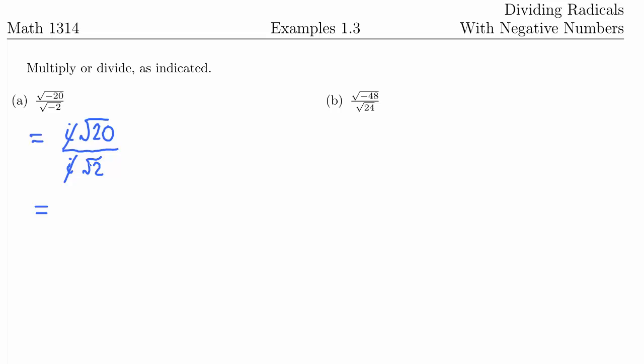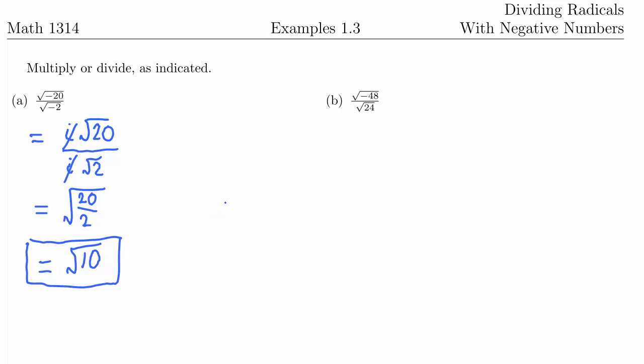The rules of radicals mean that I can take the square root of the numerator divided by the denominator. So that's the square root of 20 divided by 2. And that can be simplified as the square root of 10. That will be your answer because the square root of 10 cannot be simplified any further, because 10 is just 2 times 5.